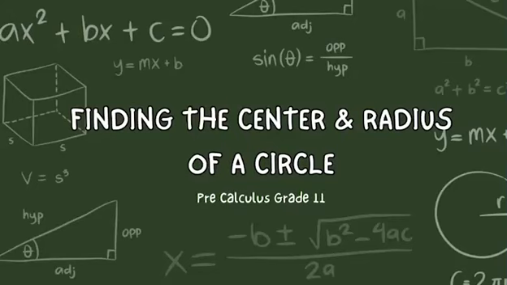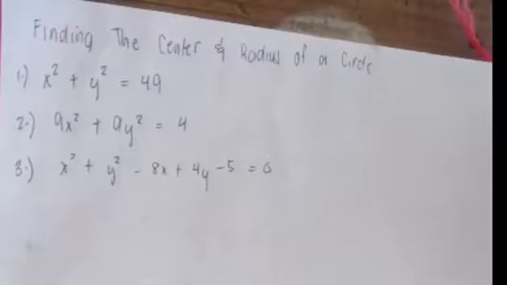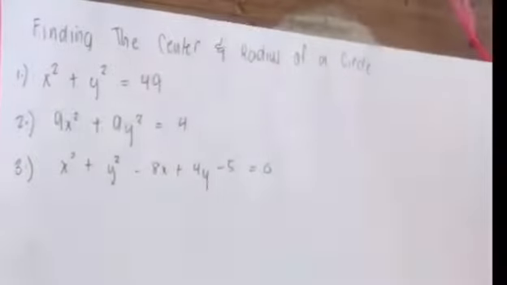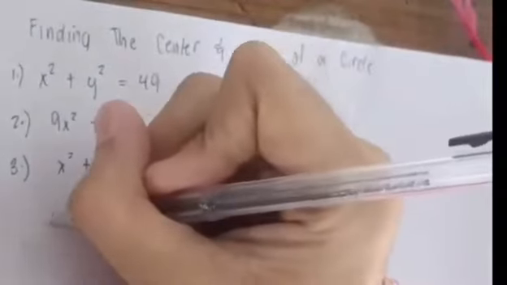Hello everyone! In this video, I will show you step by step how to get the center and radius of a circle. I have a set of 3 examples here. Numbers 1 and 2 are in center-radius form and 3 is the general equation form of a circle. So let's start with example number 1.